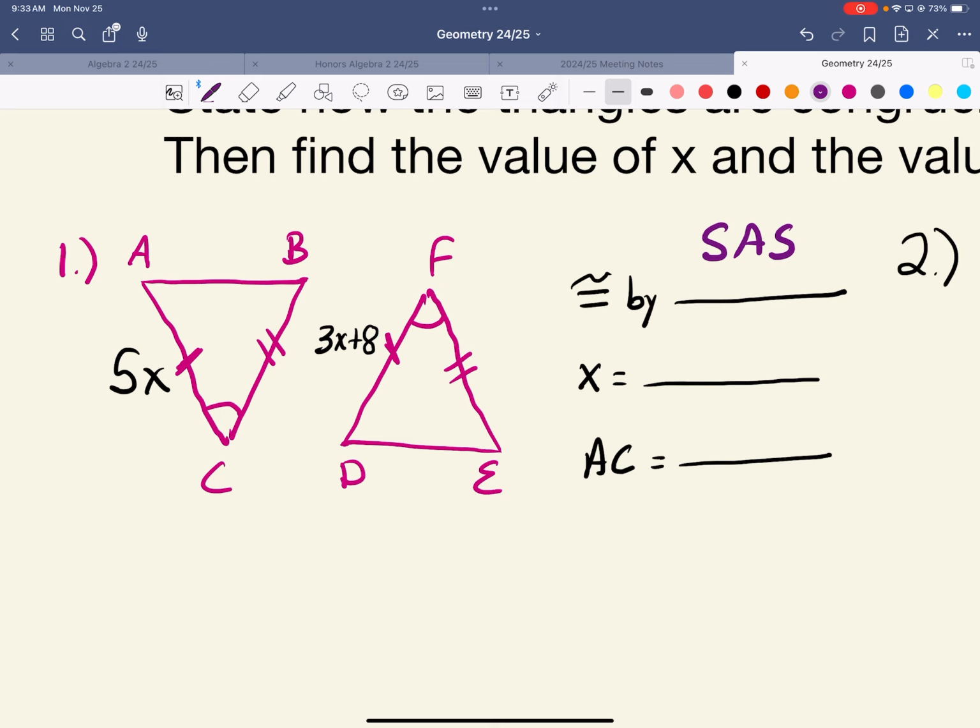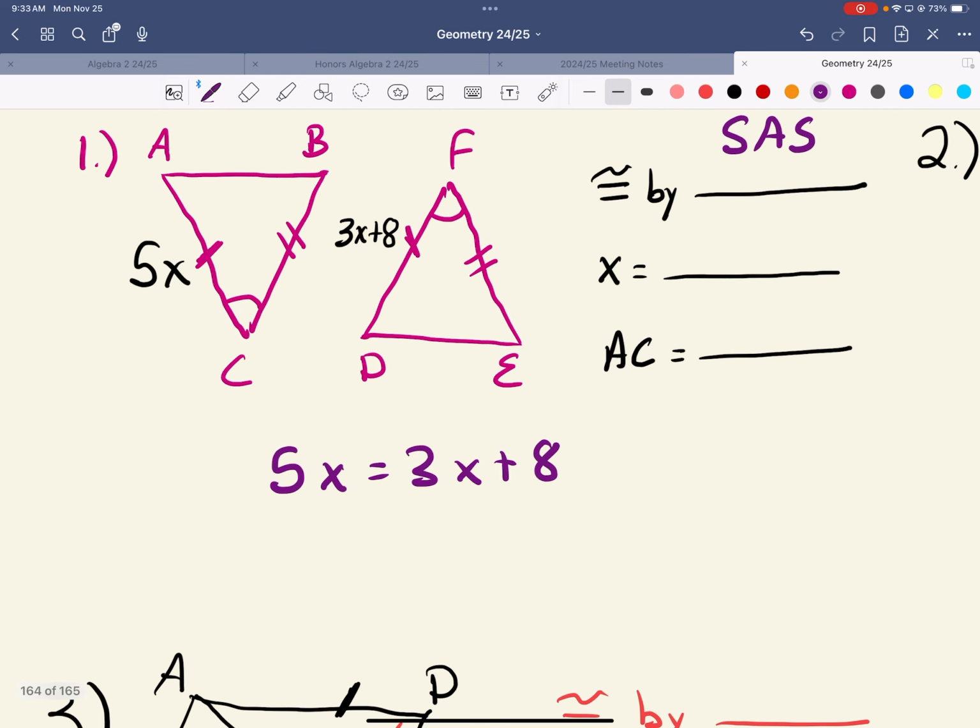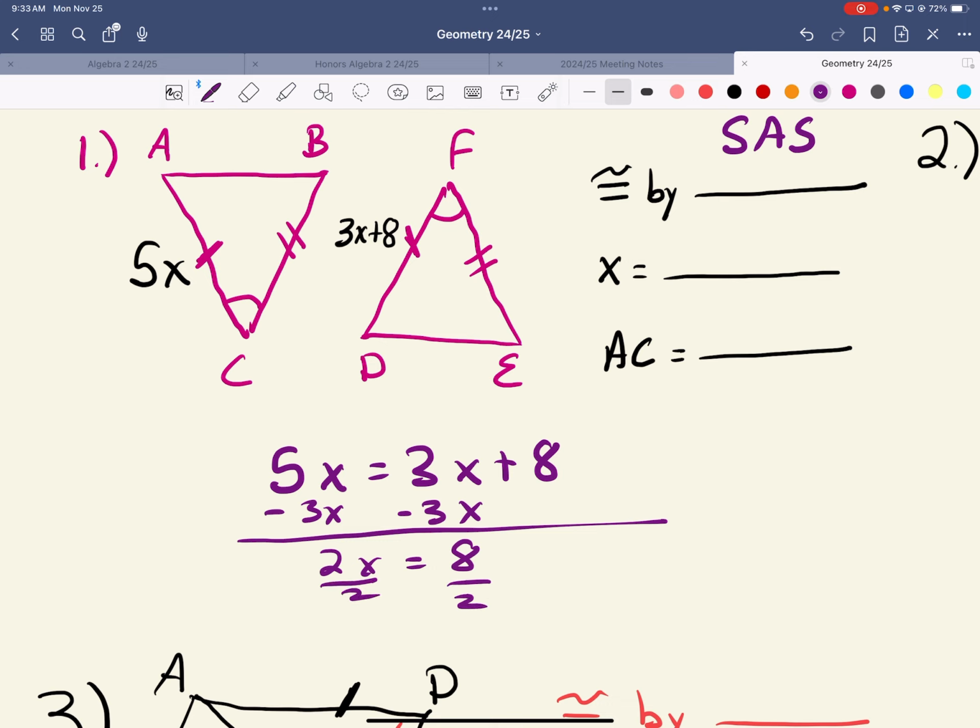Now that we've identified them as congruent, corresponding parts are congruent to each other. The 5x and the 3x plus 8 both have 1 tick mark. So they're corresponding parts to each other. So therefore, 5x has to equal 3x plus 8. Now we solve. Subtract 3x. You get 2x equals 8. Divide by 2. We get x is equal to 4.